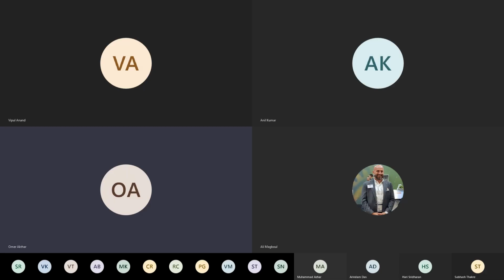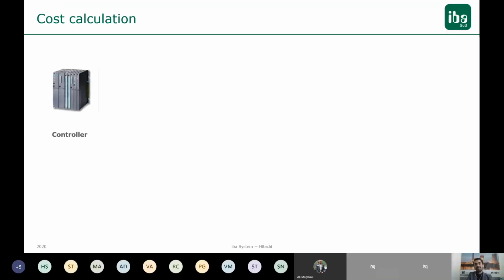this EBA on their platform. So first of all, you need to decide which controller you are using. In this example, I have considered S7 controllers, but you can have your own controller based on your plant installations. So first thing to be considered is what kind of controllers we have.